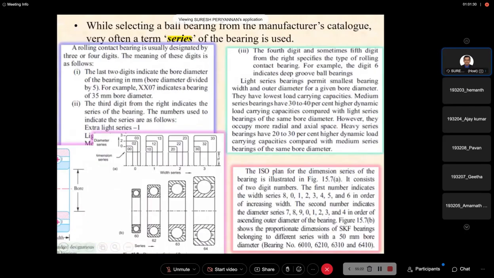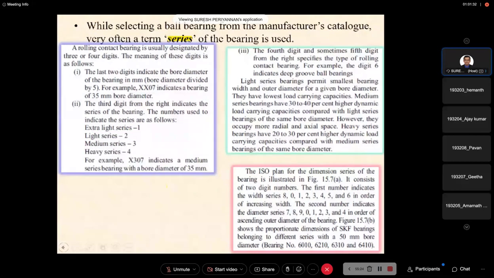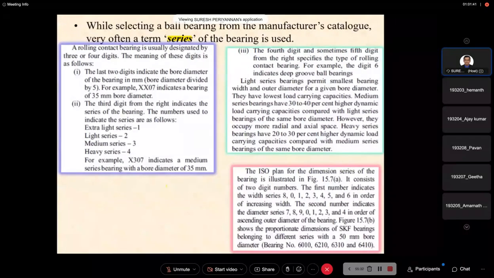Now see here, the first thing while selecting the ball bearing from the manufacturer catalog: we very often come across the term series. How to define the bearing series, we are going to discuss that now. All the rolling contact bearings are usually designated by 3 or 4 digits. What these 3 or 4 digits mean, that's what we are going to discuss now.